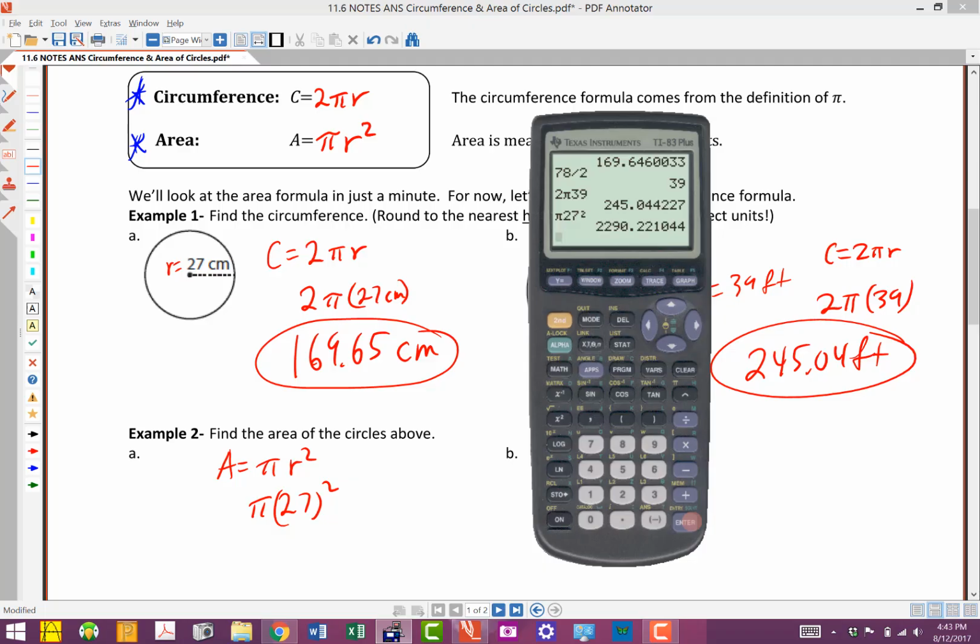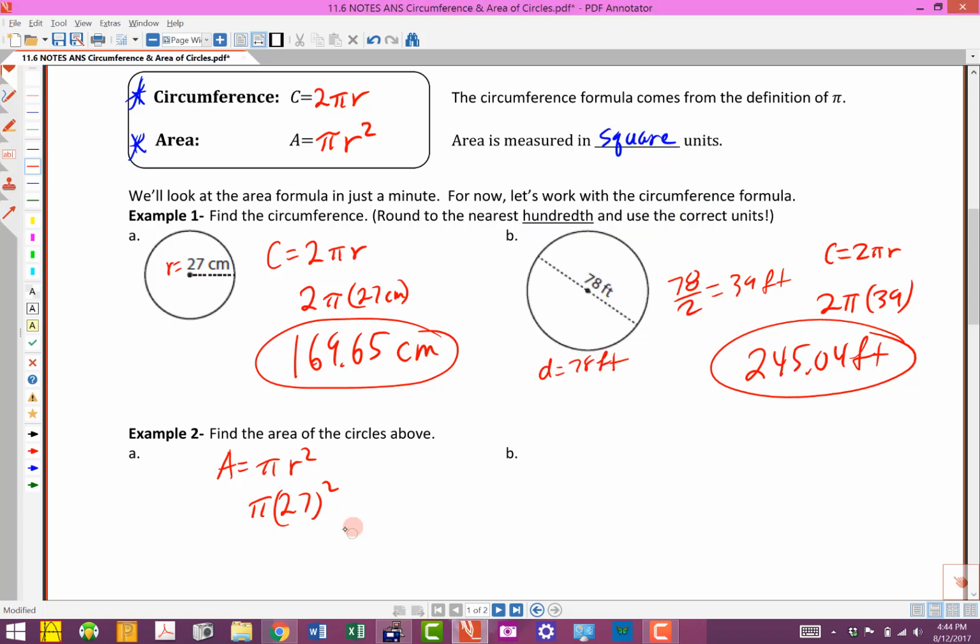2290.221 blah blah blah. So it's either going to be 0.22 or 0.23, and to figure out whether we change it, we look past here. This is just a 1, so we're going to leave it 0.22. So it's 2290.22.